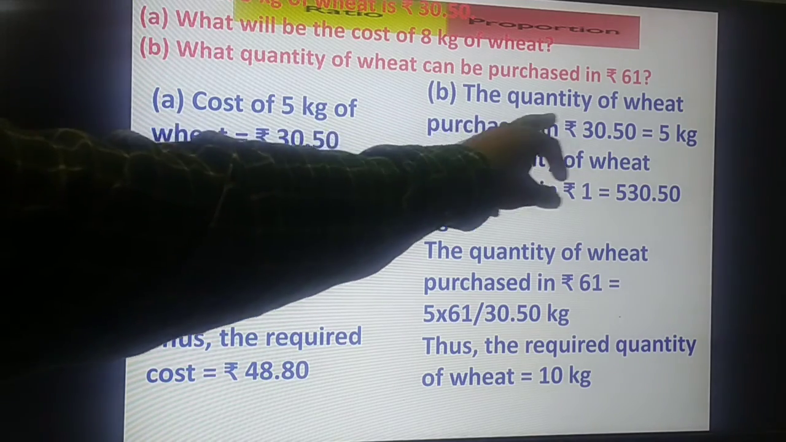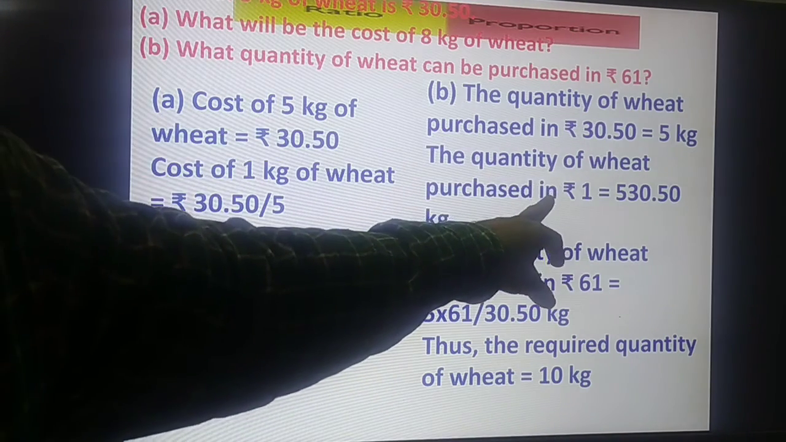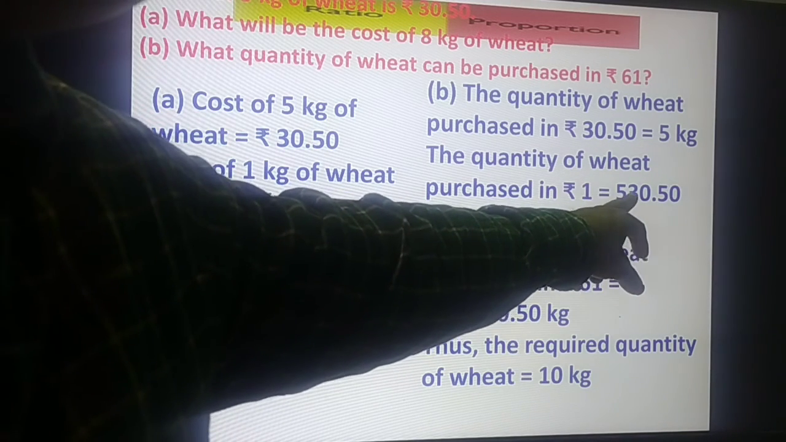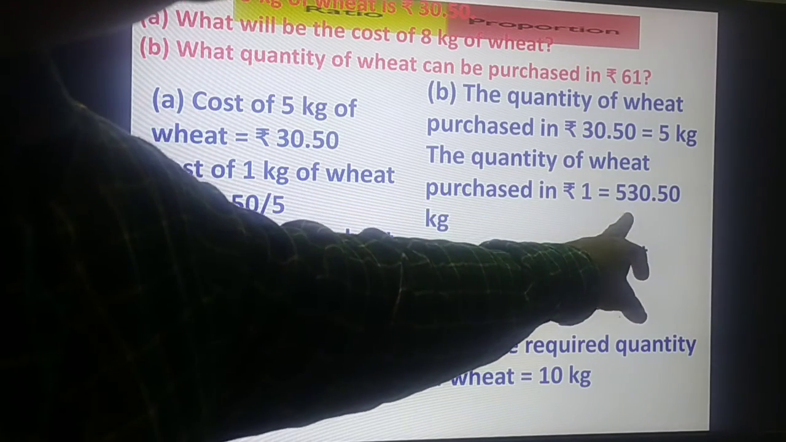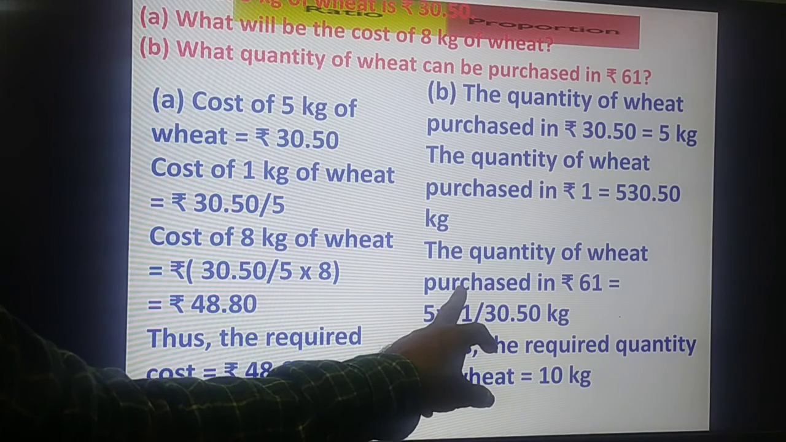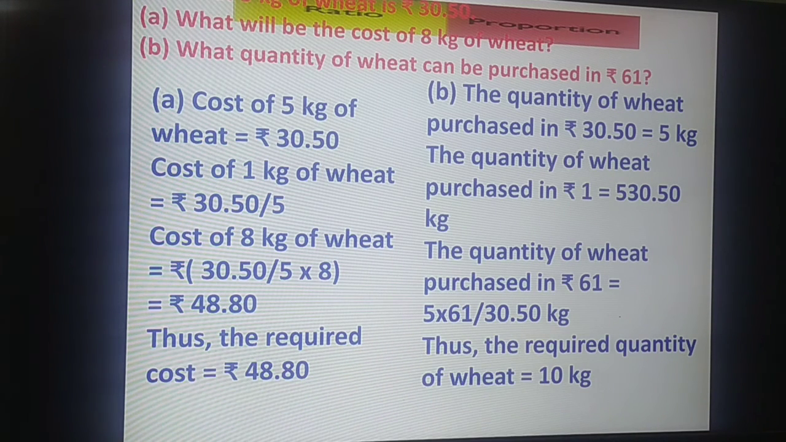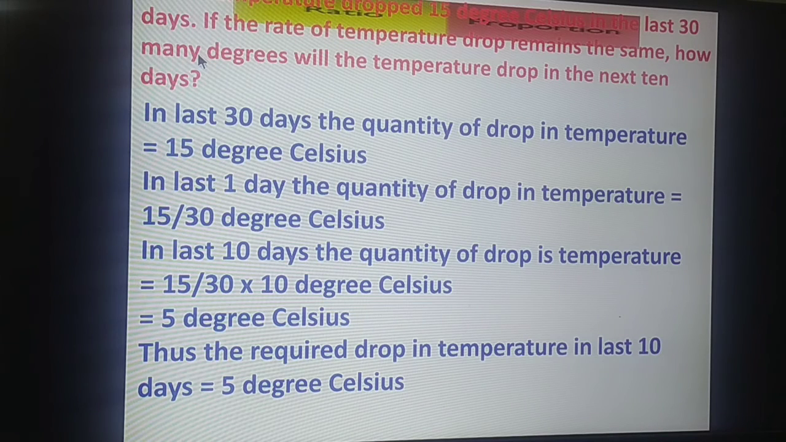For 61 rupees, we can purchase 5 kg for 30 rupees 50 paise. So for 1 rupee it is 5 divided by 30.5 kg. And for 61 rupees, it is 5 into 61 divided by 30.5 kg. That is the 10 kg answer.